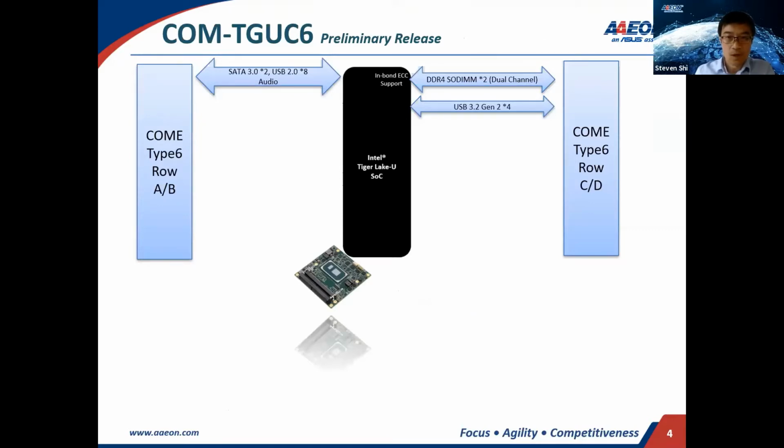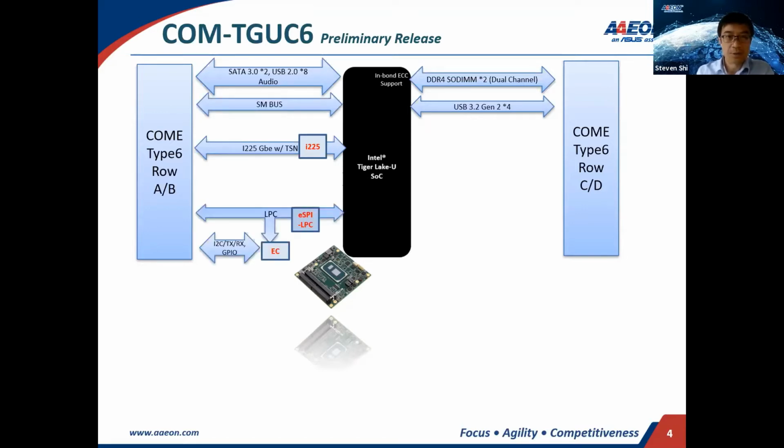If we look at the block diagram, this module offers several Intel I/O interfaces like SATA and multiple USB ports from both the raw AV and CD. In the meanwhile, it offers 2 DDR4 SODIMM sockets, which can support dual channel and up to 64 GB RAM. Apart from that, we also have one Intel 2.5G LAN supporting time-sensitive networking, which can be used for real-time related applications.